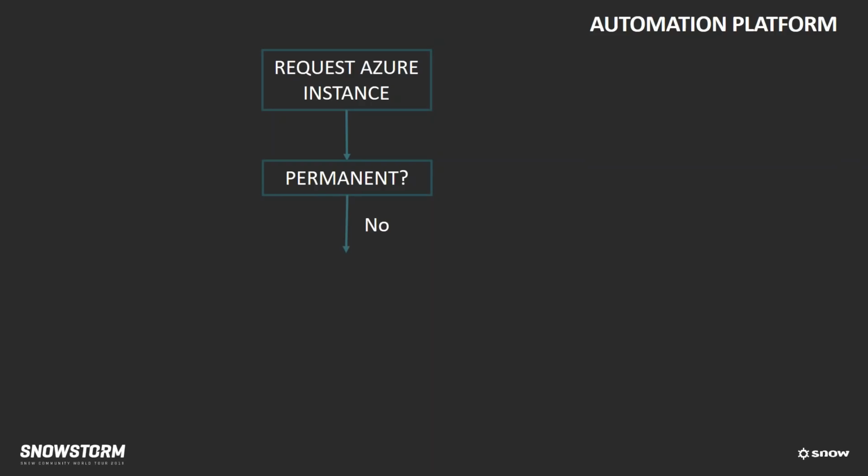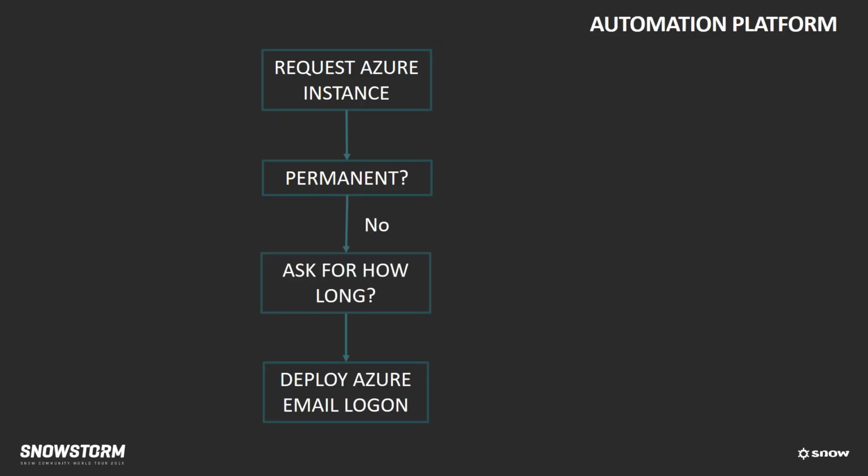Because if it's not permanent, i.e. it's not infrastructure for the next 3 years, well, then you can ask them for how long they would like it, to make sure that when you deploy it and give the email to log on to the user, you've got the ability to take it away again later.